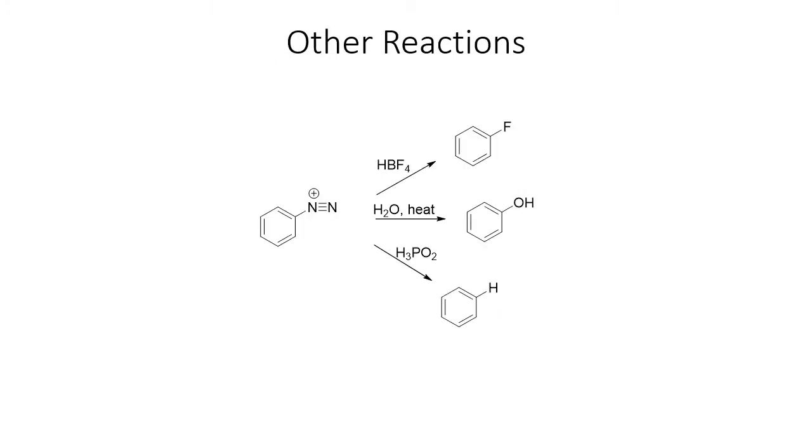Other types of reactions, we can take this molecule and add a fluorine using HBF4. We can add an OH group or make a phenol functional group by using water and heat. We can use H3PO2 to completely get rid of the N2 group altogether and replace it with an H. This is a process known as deamination, and it's a way of getting rid of an amine group from a benzene ring. So again, these are just additional reactions that can be used when we're making derivatives of benzene rings.